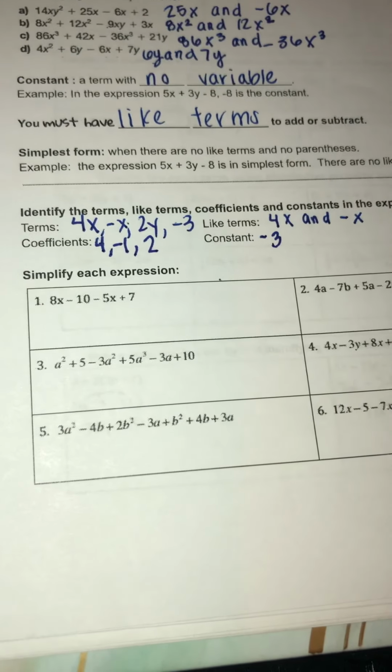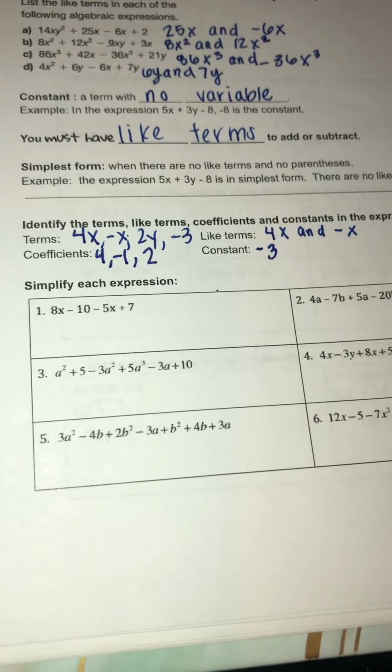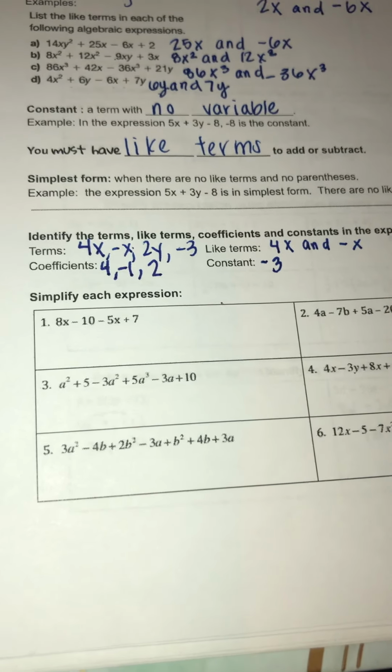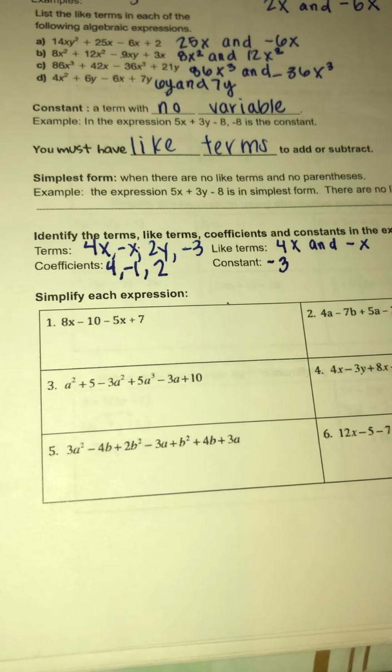Okay, so the bottom 6 questions, we're going to simplify these expressions by combining like terms. So the first thing we need to do is to identify if there are any like terms in the expression so that we can make it simpler. For question number 1, it says 8x minus 10 minus 5x plus 7.